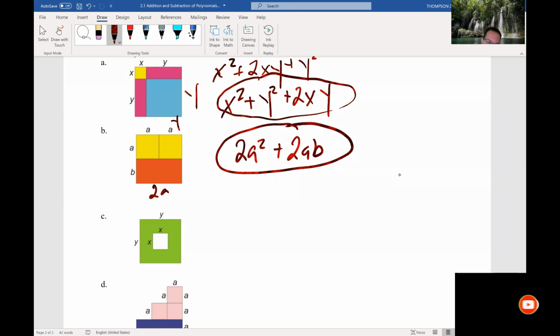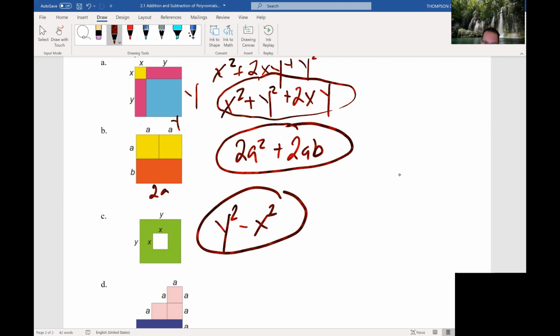For C, we have the big green square, which is y by y, and then we're trying to find the green area. So the white area is x by x, so that's x squared, and we're taking that out. So it's going to be just y squared minus x squared, and we are done.